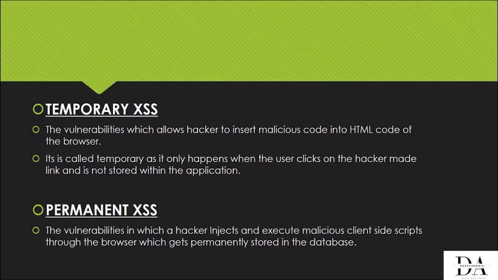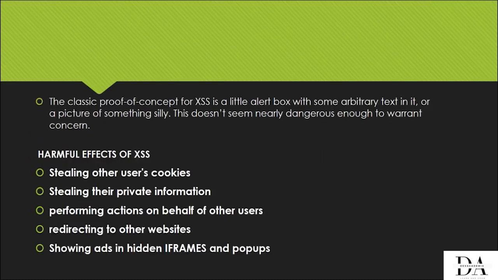Okay, now you must be wondering, even after finding an XSS vulnerability, how we are going to identify it. So the classic proof of concept for XSS is a little alert box with some arbitrary text in it or a picture of something silly. This doesn't seem nearly dangerous enough to warrant concern.